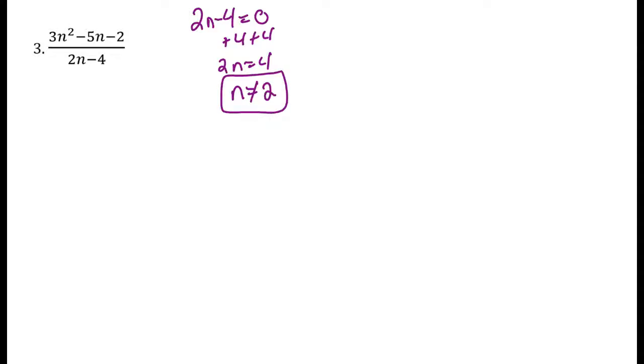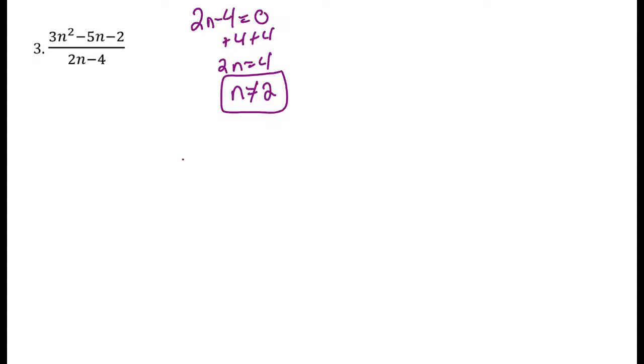Number 3. Well, I want to know when the denominator is 0. That's nice because that's when n equals, I'm going to add 4, when 2n equals 4, divide by 2, so n cannot equal 2. We do not want n to equal 2. I need to factor the numerator and the denominator. Whenever we want to simplify the expression, we just want to factor it and see what common factors there are in the numerator and the denominator.